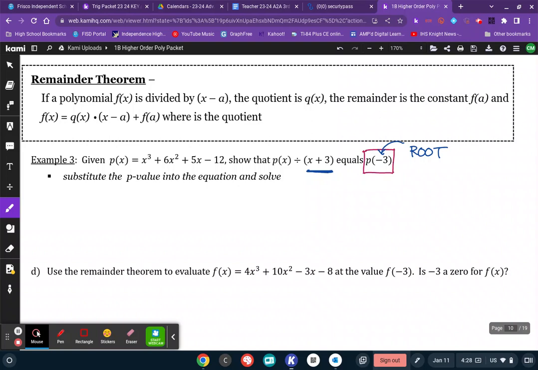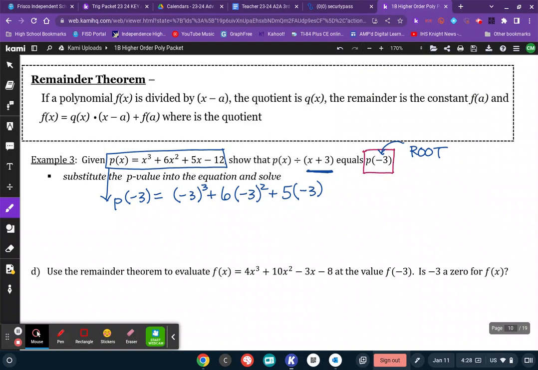So if I evaluate the function at negative 3, that means take this function and in place of x, put negative 3 and calculate. We're going to find the value, find the number. So p of negative 3 means everywhere I see x, I'm going to substitute in a negative 3, and then calculate. From here, we have to be very careful, go slowly, be careful with your signs, and make sure that you're following order of operations.